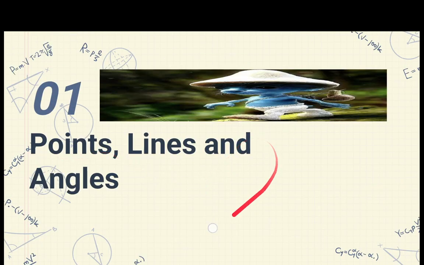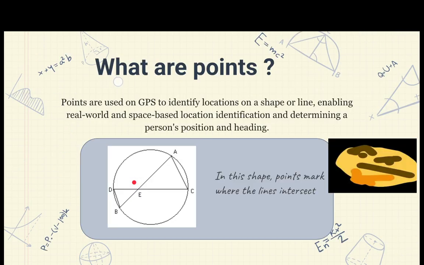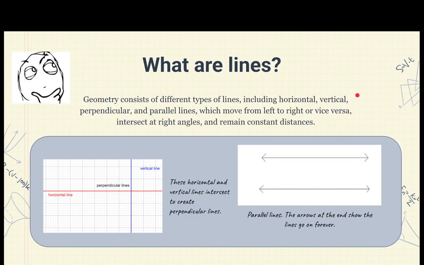Points, lines, and angles. Points are used on GPS to identify locations on a shape or line, enabling real-world and space-based location identification and determining a person's position or heading. What are lines? Geometry consists of different types of lines, including horizontal, vertical, perpendicular, and parallel lines, which move from left to right or vice versa, intersect at right angles, and remain at constant distance.